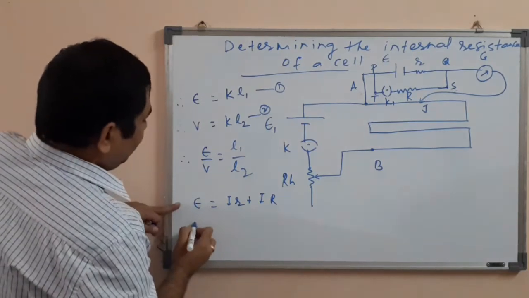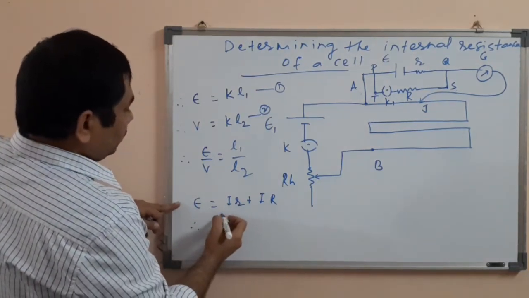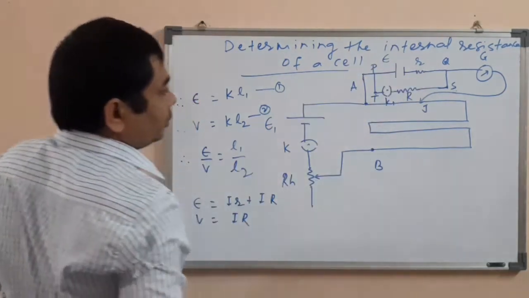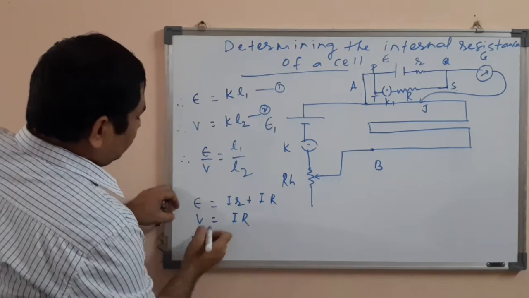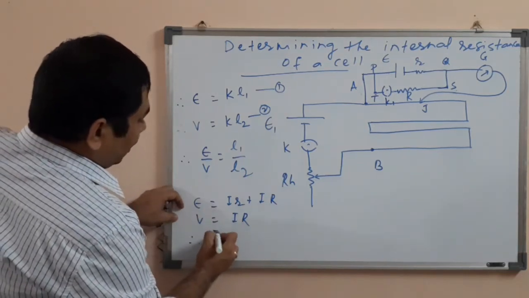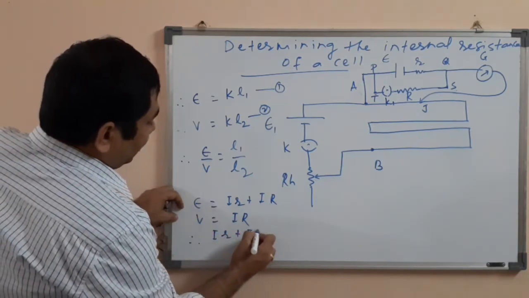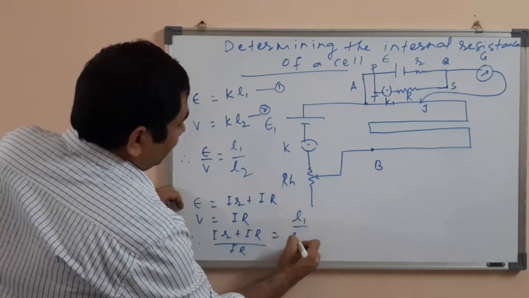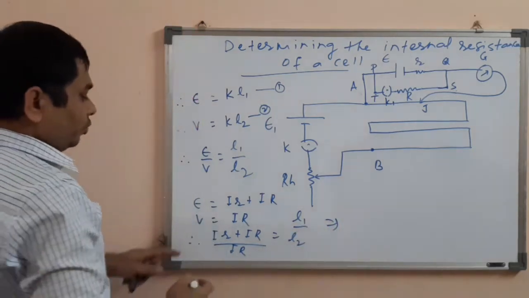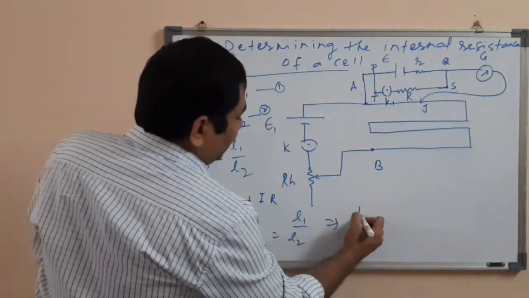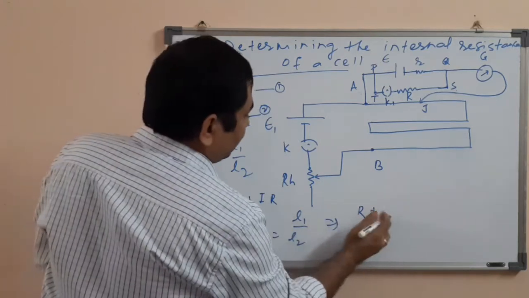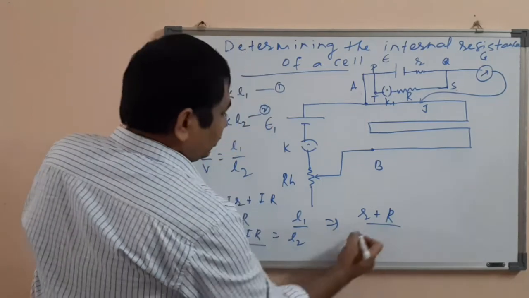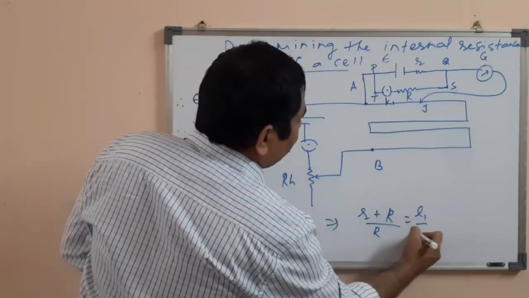Clear? So therefore what we get is, and V is equal to what? V is equal to I into R, that is the potential difference across this resistance. So therefore E upon V is equal to what? (I small r plus I capital R) upon I R, which is equal to L1 by L2. This gives us what? I will cancel. So small r plus capital R upon capital R is equal to L1 by L2.